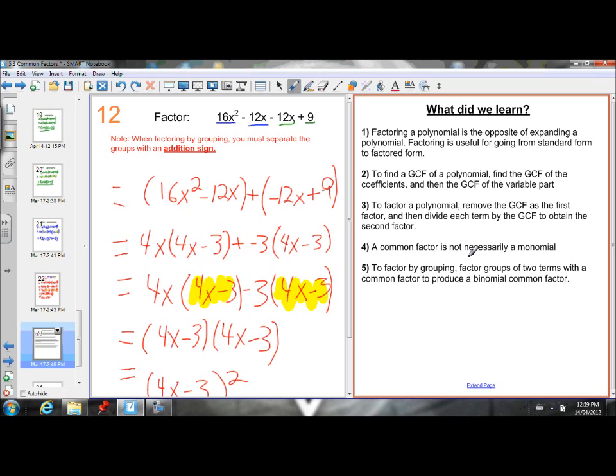And we learned that a common factor is not necessarily a monomial. We were able to common factor binomials, right here, remember? And also to factor by grouping, we factor groups of 2 terms with a common factor. So we put them into groups that we know have common factors, and that produces a binomial common factor that we're able to factor out. So that's all we've learned today.